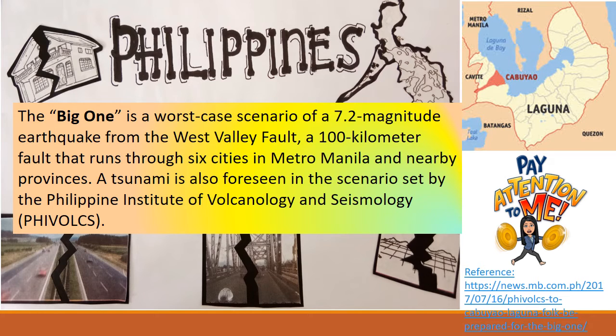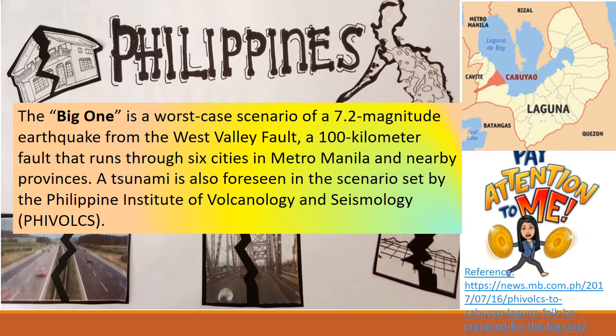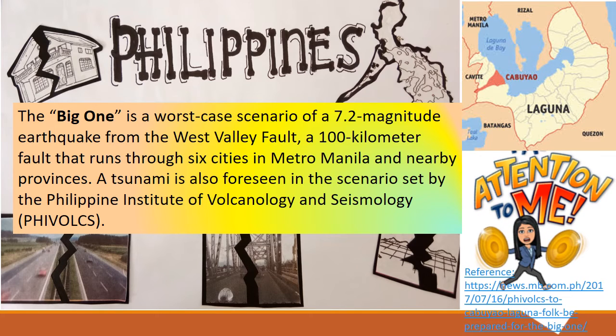It is the worst case scenario of a 7.2 magnitude earthquake from the West Valley Fault, a 100-kilometer fault that runs through 6 cities in Metro Manila and nearby provinces. A tsunami is also foreseen in the scenario set by the Philippine Institute of Volcanology and Seismology. So, kasama ang Laguna diyan, sa the big one.